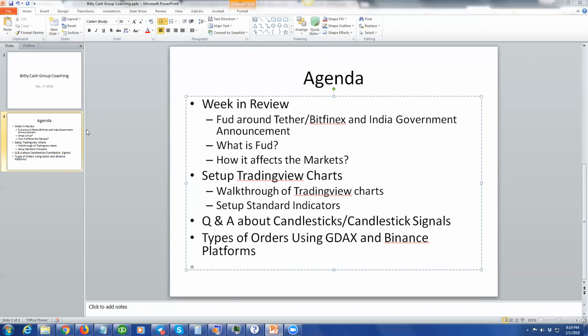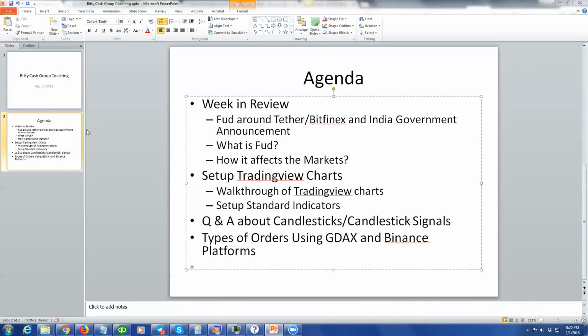So what we're going to go over is this week in review. We're going to look at what happened this week and what's going on with the markets. We're going to look at some FUD around Tether and Bitfinex and the India government announcement that came out today, which is affecting the markets. We're going to talk quickly about what FUD is. It's a terminology you're going to hear a lot about in the cryptocurrency space and how it affects the markets.